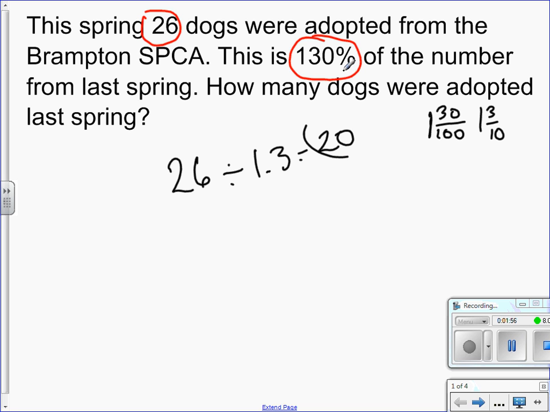So if it's 130%, then what we should do is take 26 divided by 1.3, which is the same thing as 130% right up here, and then figure it out. Okay? You with me so far? Okay. And that works whether we're above 100% or below 100%. Okay? So 26 divided by 1.3 equals 20. Let's try this out on another question.